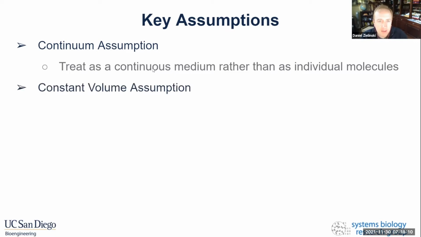And even beyond this, we don't typically model any kind of spatial gradients. We will often or almost always model our system at a constant volume. So even though a cell is constantly growing, for example, we don't model that increase in volume. We just assume that the volume is constant.